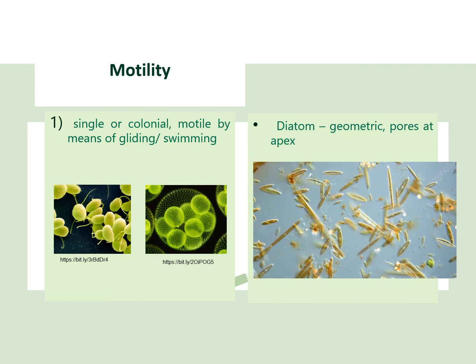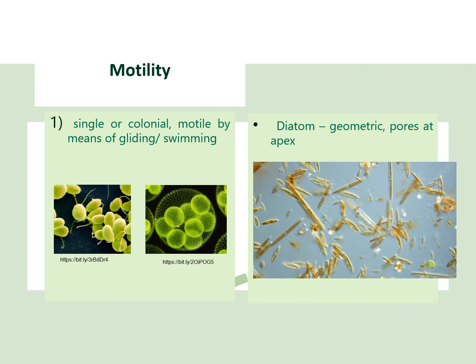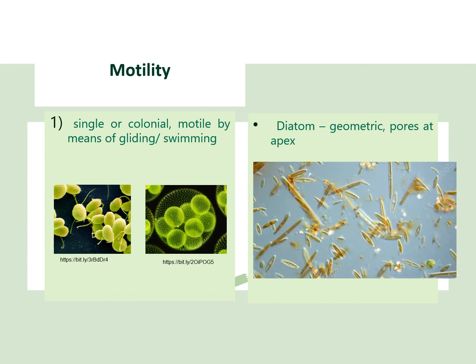Diatoms are very geometric. They don't have flagella, but they move very fast. They do have a pore at the apex part, at the end of their cells. They are basically able to have water enter into the body and secrete out the other side. This allows them to glide on the surface.